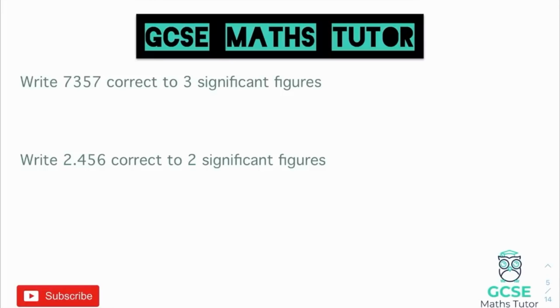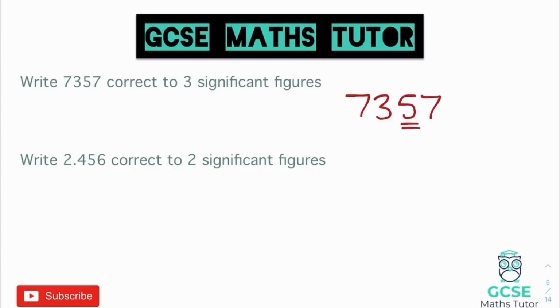So for this first one here, we've not got a decimal number involved, we've got 7,357. Now, if we're going to round that to 3 significant figures, we just need to look at where the third significant figure actually is. So the 7 is the first, then the 3, and then the 5. And that 5 is in the tens position. So in the case of this question, we're going to actually round this to the nearest 10.